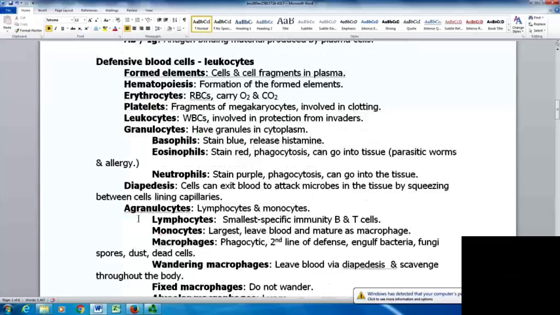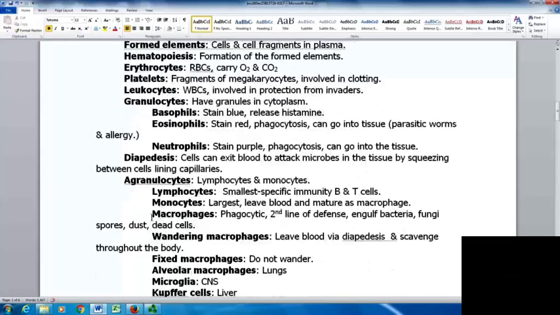So diapedesis is when the cells can exit the blood to attack the microbes in the tissue. They do this by squeezing between the cells that line the capillaries.